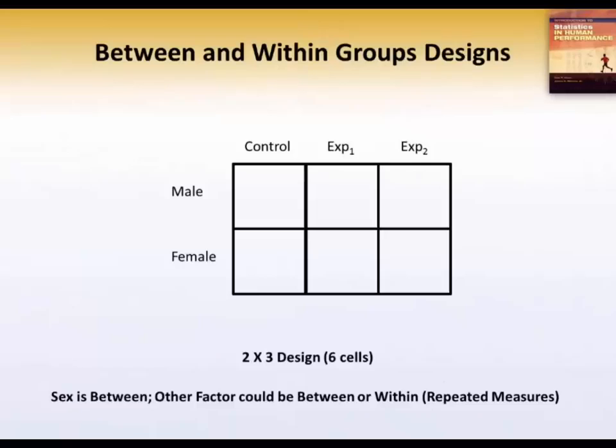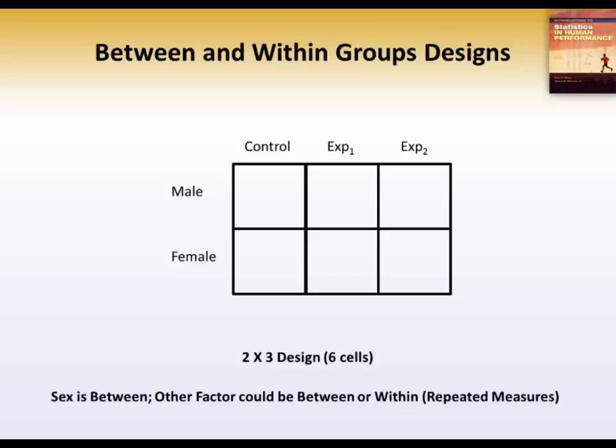So in this example, we have a 2x3 design with 6 cells, 2 levels of the independent variable sex, male and female, and 3 levels of experimental condition: control, experimental condition 1, and experimental condition 2. Sex is a between subjects variable, and the other factor could be a between or a within. It could be people appear only in one cell, or the genders could cross over. Each person within gender might appear in the control group and the experimental 1 and experimental 2.